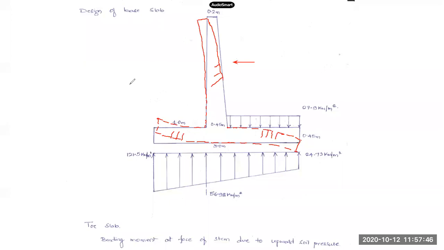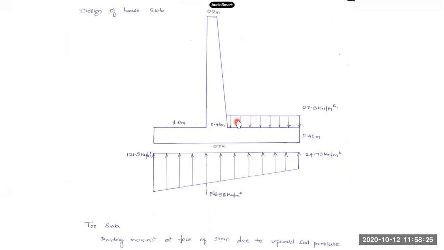Right. So now, first what we'll do is take up the design of the base slab. Again, in the base slab we have two portions, one is the toe slab and another is the heel slab. Why? Because the nature of bending of the toe slab and heel slab are different. The heel slab is bending in a hogging manner, tension is on the top side, whereas the toe slab is bending in a sagging manner, tension is on the bottom face. So the location of the reinforcement is different, and also the pressure distribution will vary.